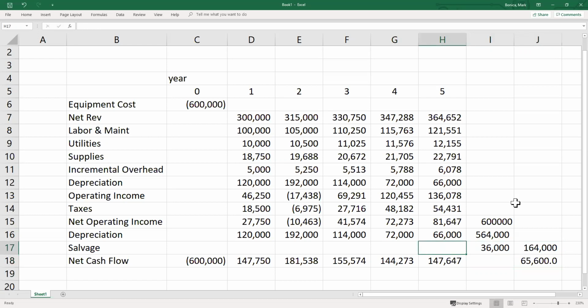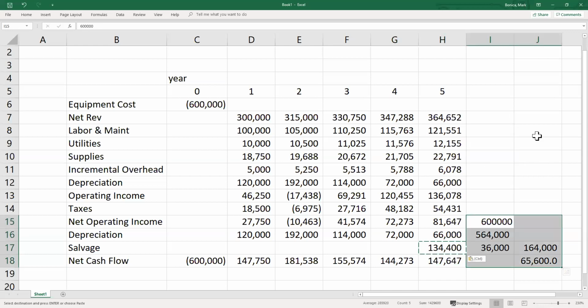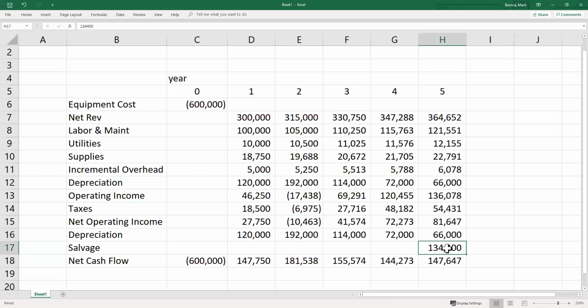Okay, so we're going to pay $65,600 in taxes on the $200,000 sale. So how much is our net salvage value? It's going to be $200,000 minus the $65,600 in taxes, which gives us $134,400. Okay, I'm just going to copy and paste that back in as a fixed amount, and then I can delete all this stuff, right? Because it's not pretty. Okay, now we've got to fix our final number here.